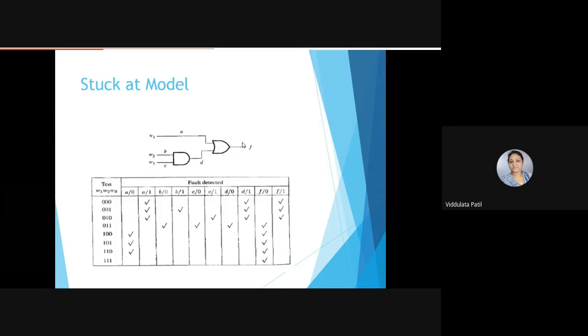Now we want to check whether there is any fault or stuck-at model fault in this circuit or not.